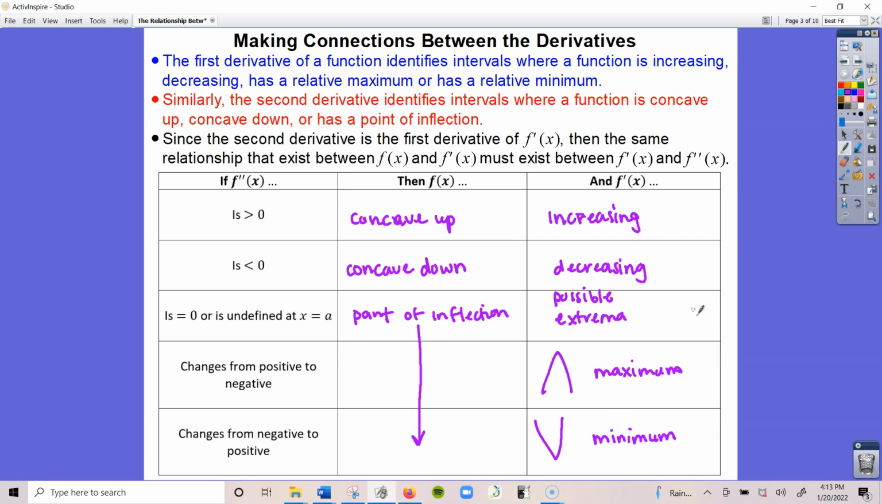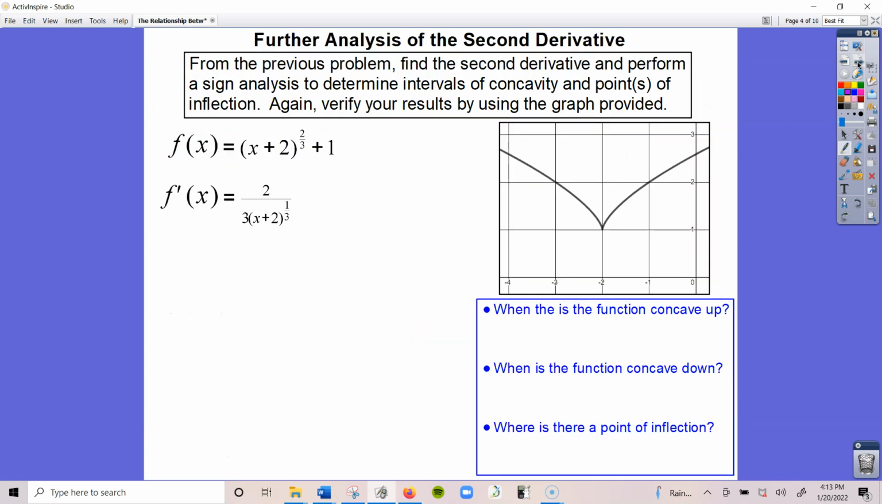So that's the relationship between a function, its second derivative, and its first derivative. So let's see how to determine concavity of a function. We've already done that: f of x is equal to (x plus 2) raised to 2/3, plus 1, and then we found the first derivative to be 2 over 3 times (x plus 2) raised to the 1/3. And I want to figure out when this particular function is concave up, concave down, or where it has a point of inflection. So let's have a look.